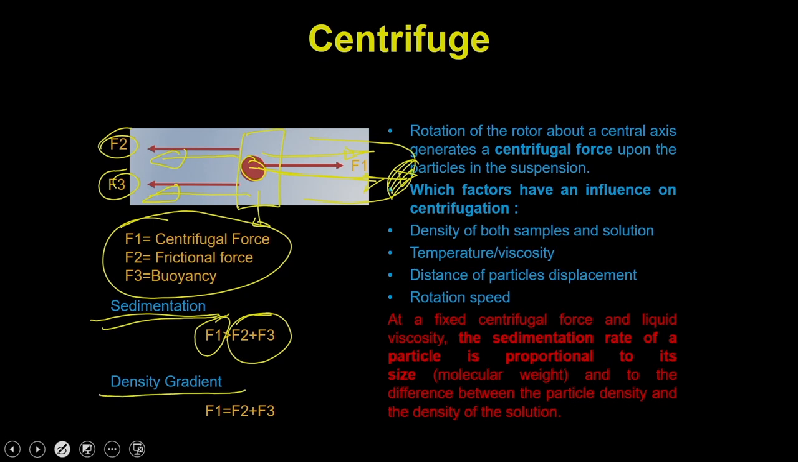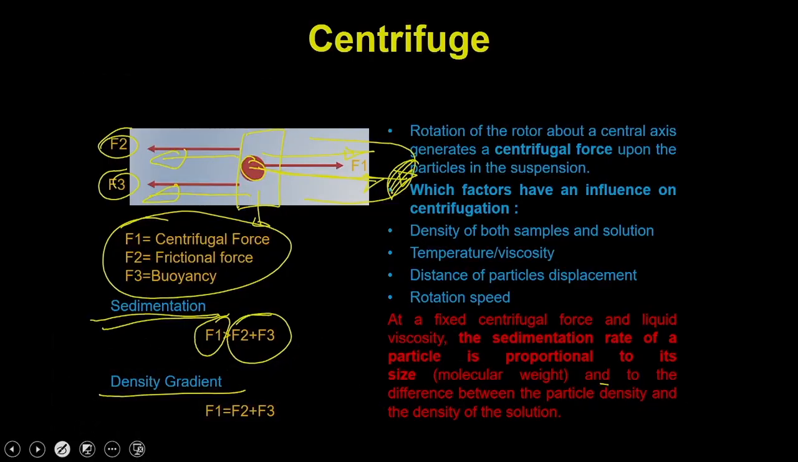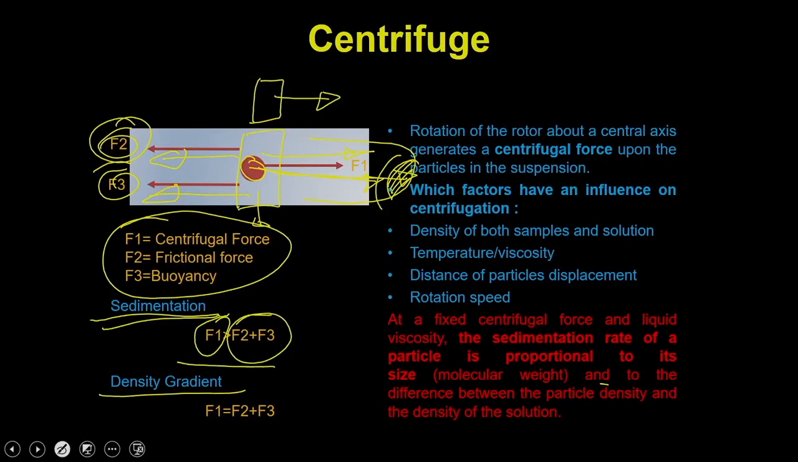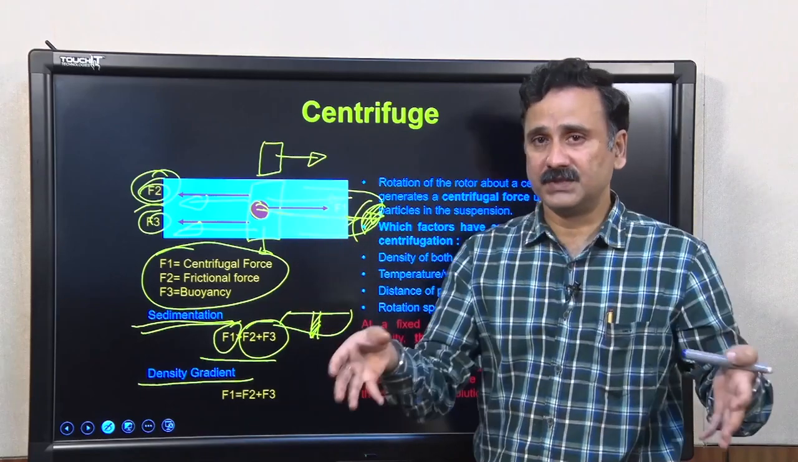Whereas in density gradient centrifugation, you are running the material in high density liquids, so the buoyant forces as well as the frictional forces will go up, and because of that the material will not reach the bottom of the tube. Instead, it is going to be localized at a place where F1 is equalized to F2 plus F3. So if I am running a tube with a density gradient fluid, the material is going to stop at the place where the buoyant forces plus frictional forces are equalized by the centrifugal forces.